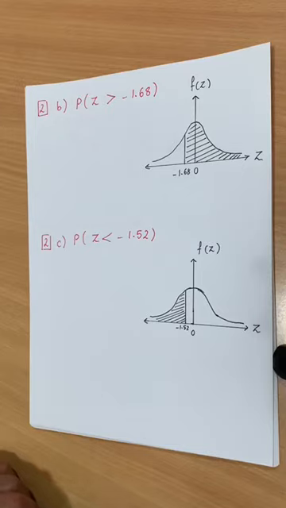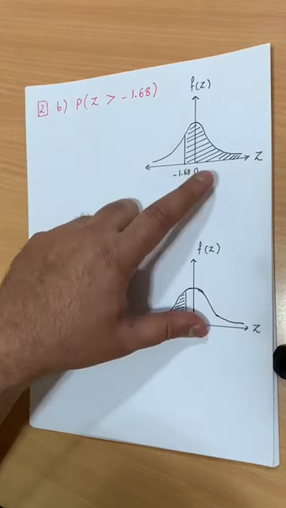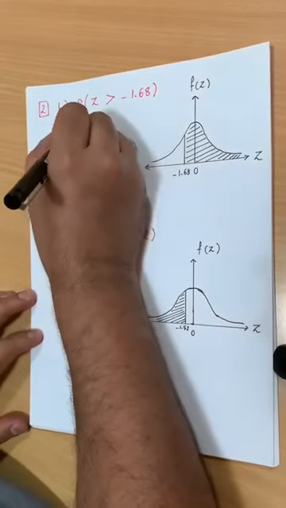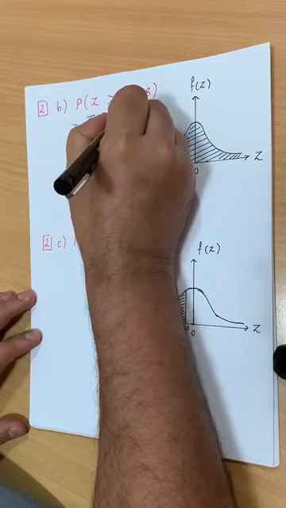Question number 2b, probability of z more than negative. This is the negative side and this is the positive side. So more than negative is the same as left of the positive value. So it's equal to table value.